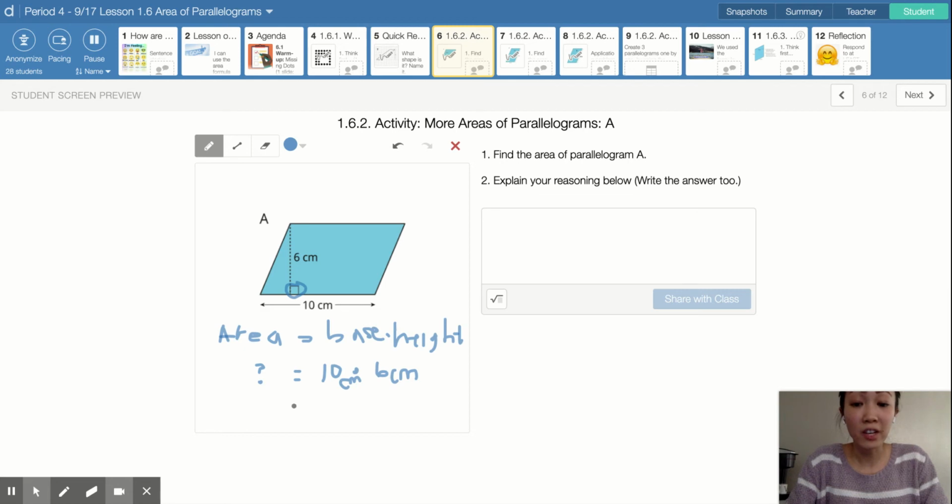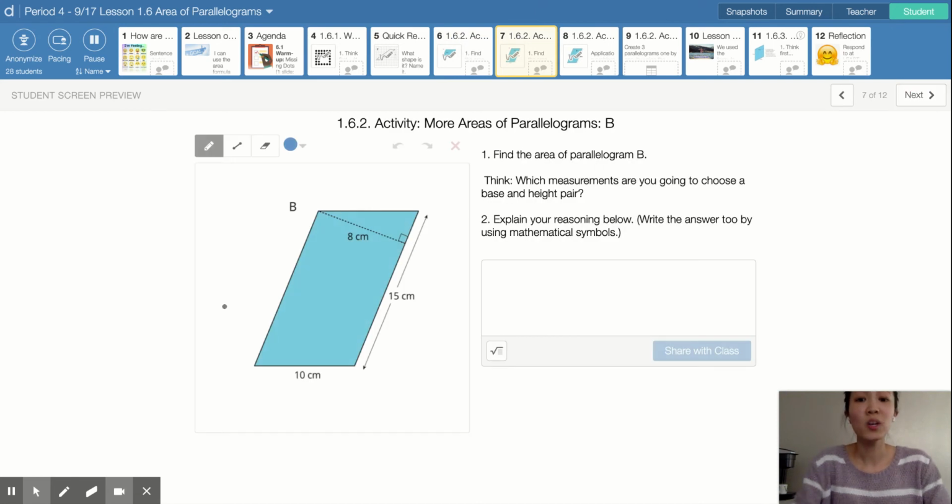So now I'm going to find area. So area is going to be 10 times 6. 10 times 6 is what? 10 times 6 is 10, 20, 30, 40, 50, 60. So 6 in tens. So my answer would be 60 centimeters squared. All right, so let's move on to the next one then. So I'm going to click on next, and let's move on to the next one.